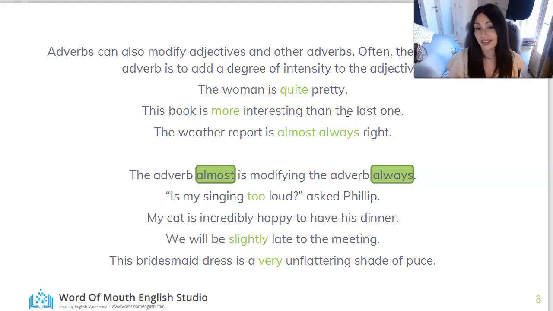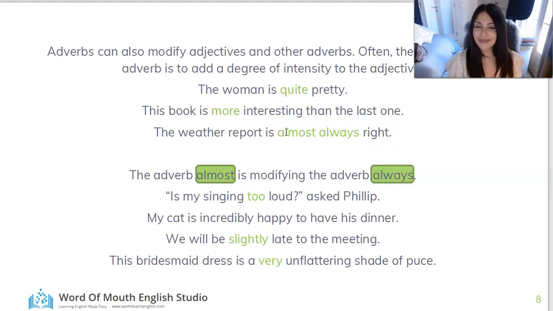"This book is more interesting than the last one," which implies there are two books you have read and are trying to contrast. So one of them, in comparison, is more interesting. So more is the modifying adverb. "The weather report is almost always right." And this is where lots of students ask me, "But Lisa, is it okay? Is it natural? Is it correct to say almost always?" The answer is yes, because both of these words are adverbs, albeit different types of adverbs. So always is an adverb of frequency, whereas almost is an adverb of modification. Because they belong to two distinct categories of words, they can fit side by side in the same sentence. So the adverb almost is modifying always. That's what's happening.